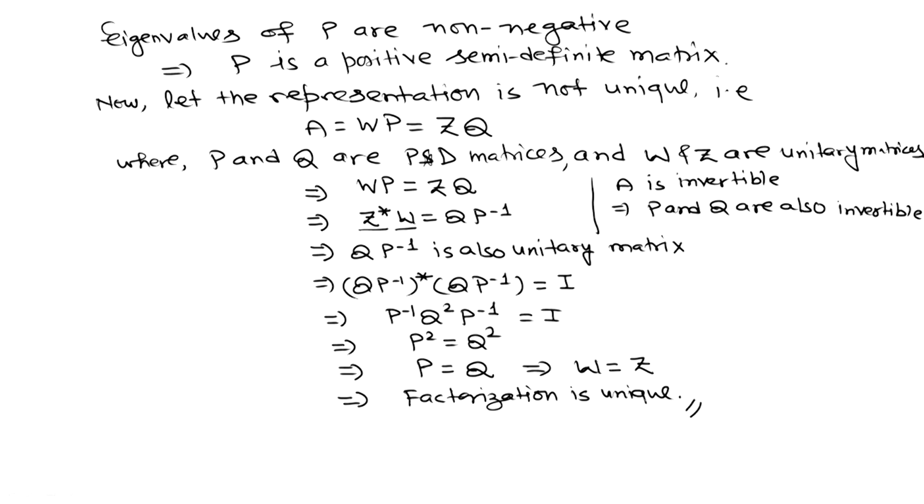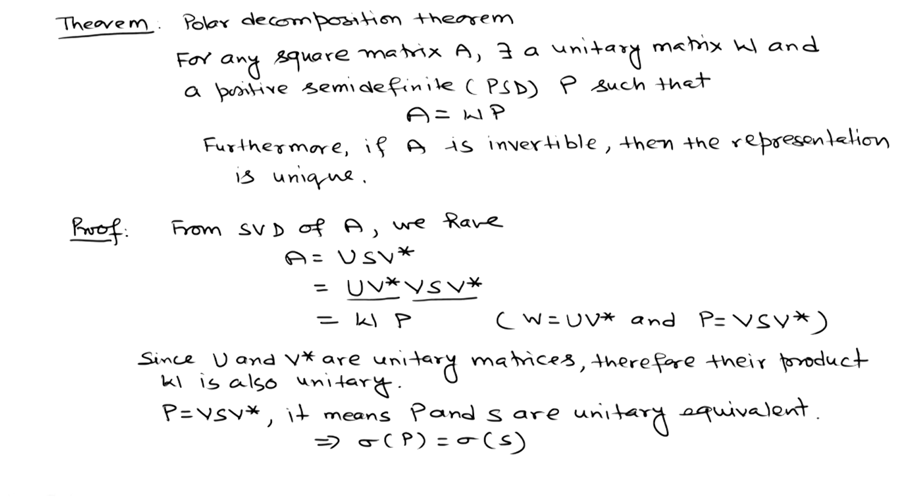Such kind of factorization of a matrix, if we are writing a matrix as the product of one unitary matrix and one positive semi definite matrix, is called the polar decomposition of a given matrix. Let us talk about general matrices, meaning rectangular matrices.